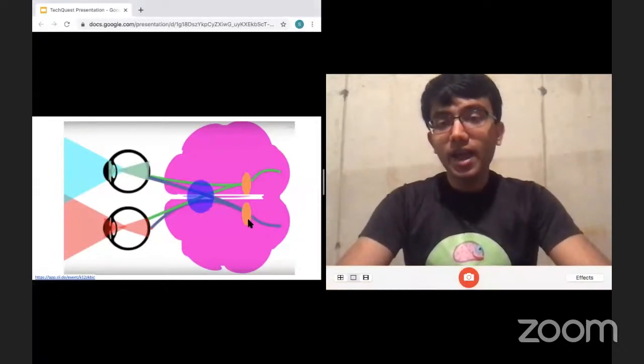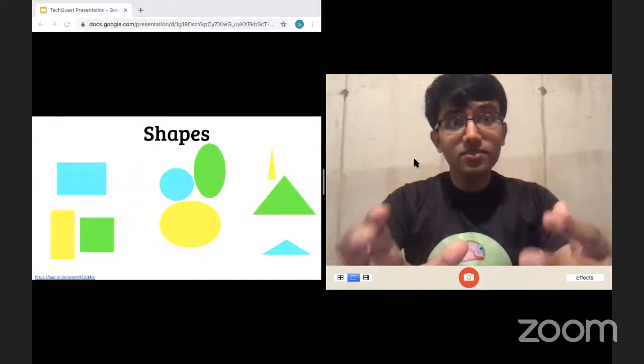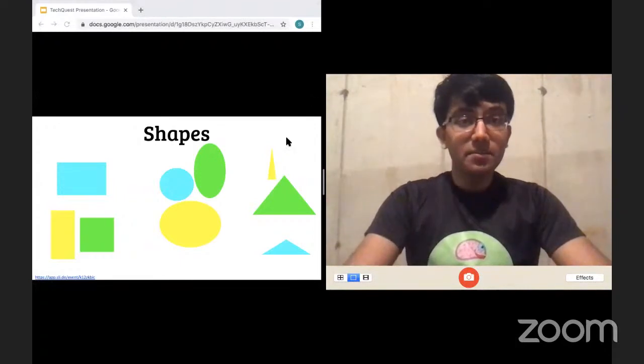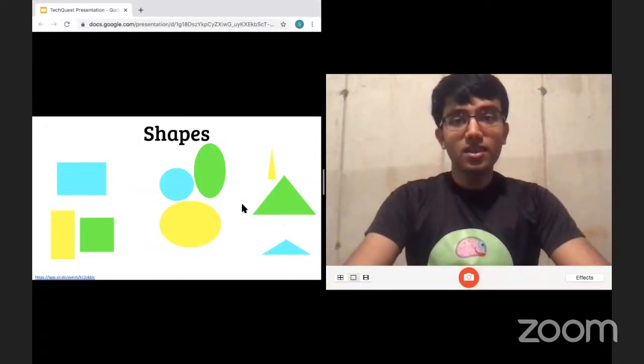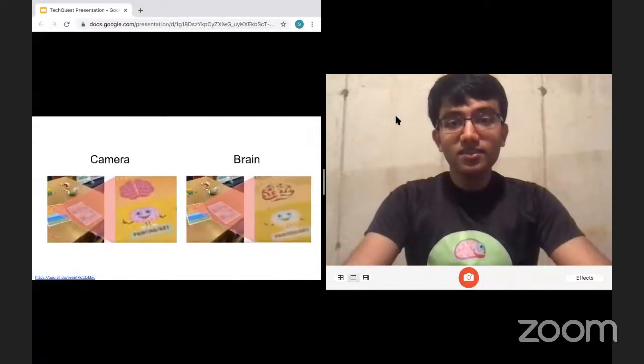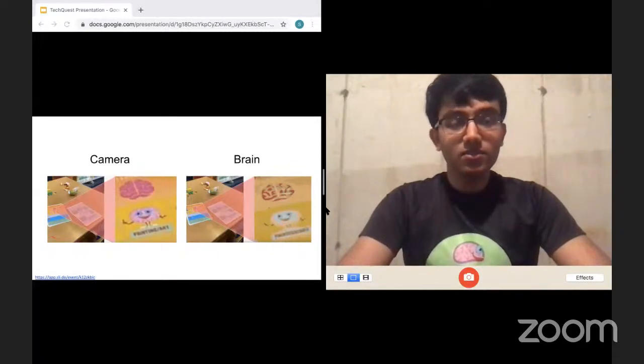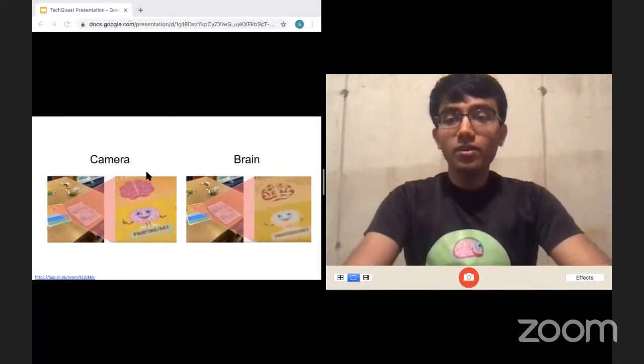Okay, so now with that information, what our brain does is it takes what our eyes see and groups them into similar looking shapes, similar looking colors, similar looking sizes. And this is the picture that our brain ends up producing after looking at things that look similar. This is what a camera looks like.